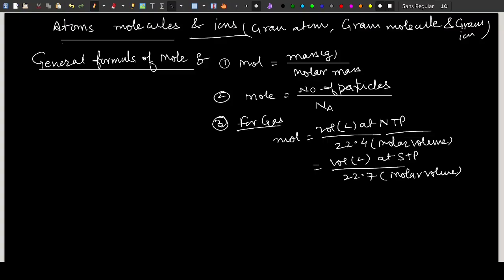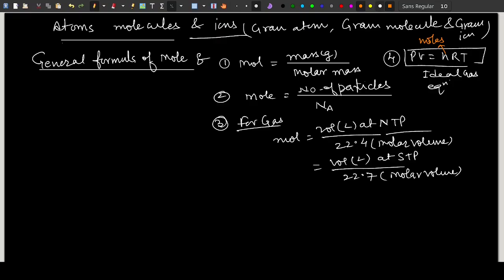We can combine these three formulas. There are also a few more formulas like PV is equal to nRT. I told you this is the ideal gas equation, and here n is the number of moles, but we are not going to discuss this formula at present.